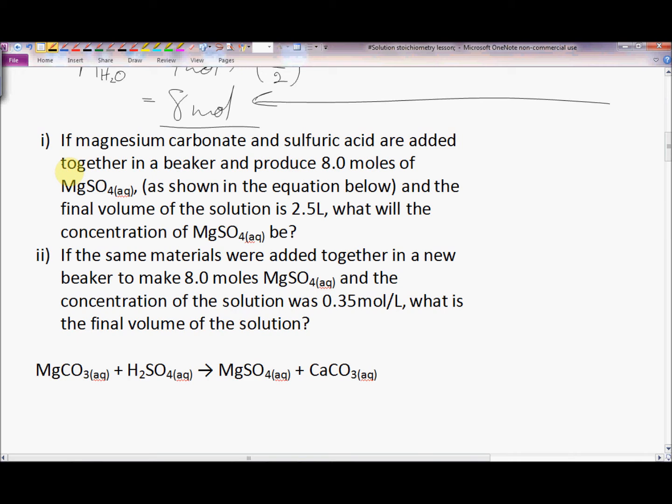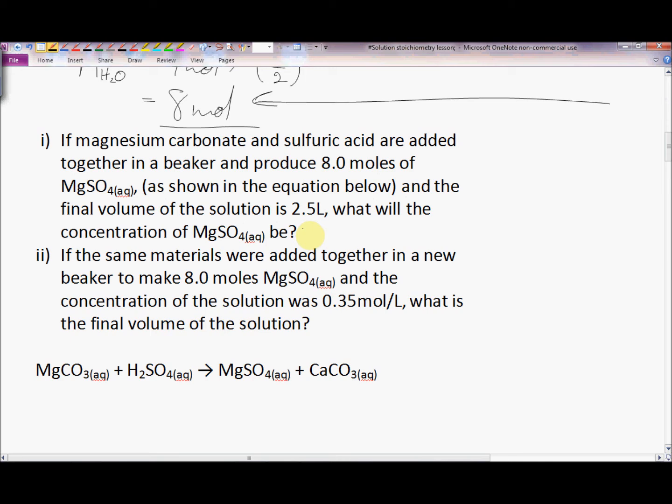So if magnesium carbonate and sulfuric acid are added together in a beaker and produce 8 moles of magnesium sulfate, as shown in the equation below, and the final volume of the solution is 2.5 liters, what will be the concentration of the magnesium sulfate? Okay, so here's the equation, and as you can see, magnesium sulfate is one of the products. They tell us that 8 moles of the magnesium sulfate is produced. The final volume of the solution is 2.5 liters.